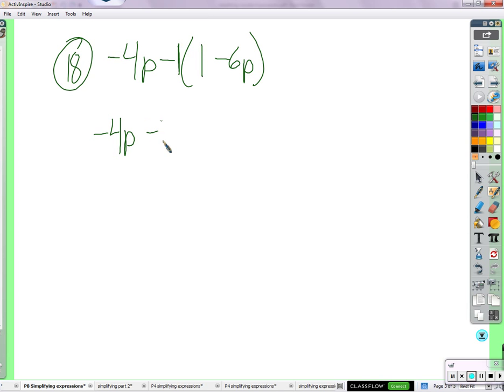Negative 1 times 1 is negative 1. Negative 1 times negative 6p is positive 6p. Combine like terms: 6p minus 4p is 2p, minus 1. Right, so far so good? All right, then.